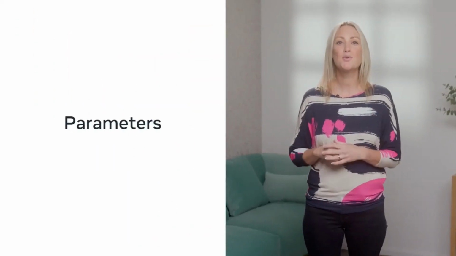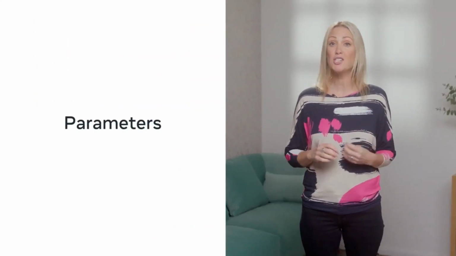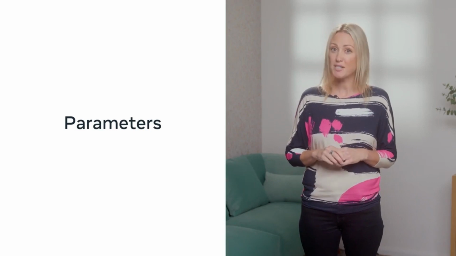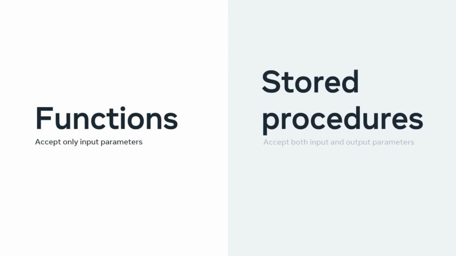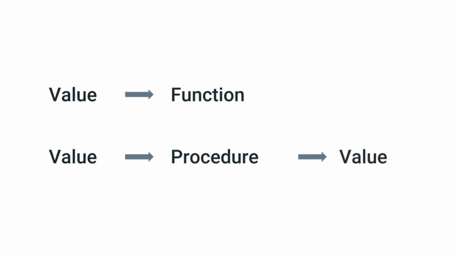Let's take a few moments to explore a key difference between functions and stored procedures: parameters. Functions can only have input parameters, while stored procedures can have both input and output parameters. Both functions and procedures can accept values within their respective code. In other words, they both accept an input. But only procedures can pass values back out again with the use of output parameters. Don't worry if you find this concept confusing. You'll learn more about parameters in later videos.